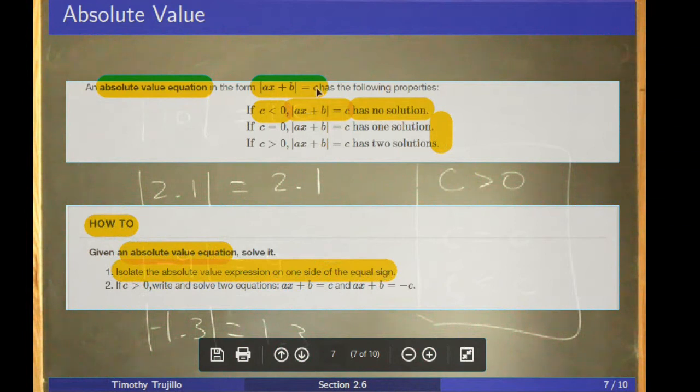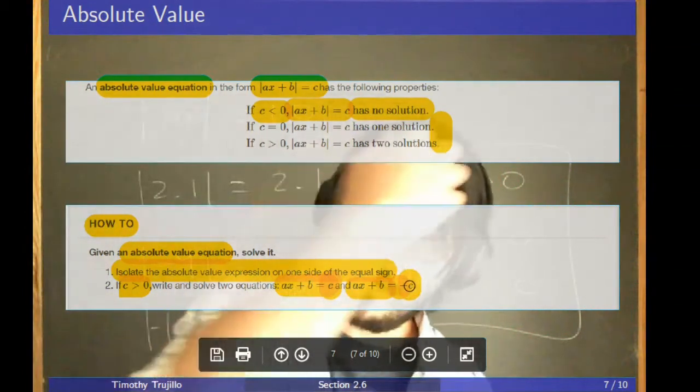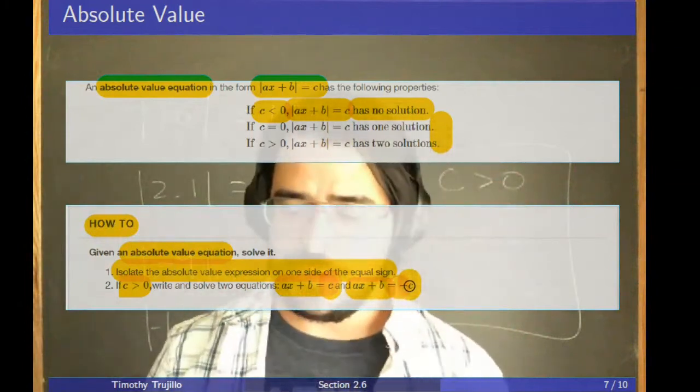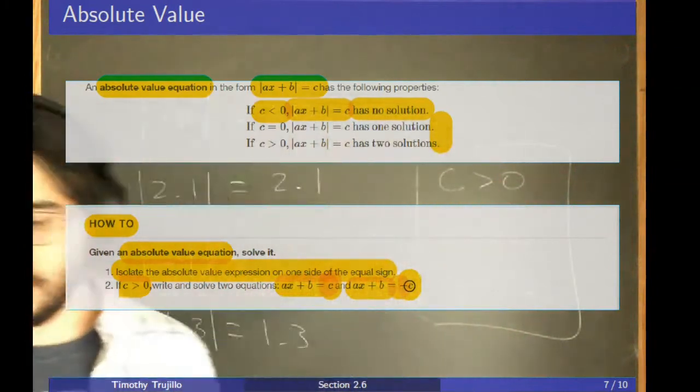It may not be as simple as this. One of the examples I give you is not as simple as this. But first you want to isolate that absolute value. And then you realize that there's 2 possibilities. The absolute value of ax plus b is either equal to c, or ax plus b is equal to negative c. Because if c is positive, the only way that you can get c from an absolute value is either from c itself or from negative c. So you jump to 2 equations, the same way that you did using the 0 factor property, one for positive c, one for negative c.